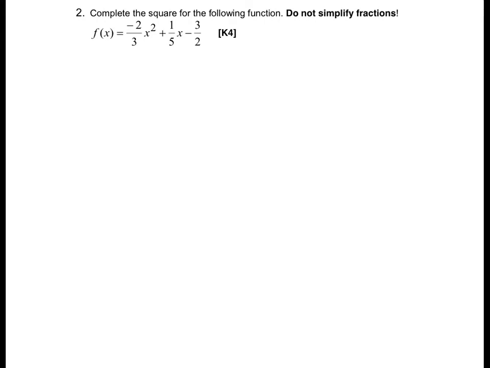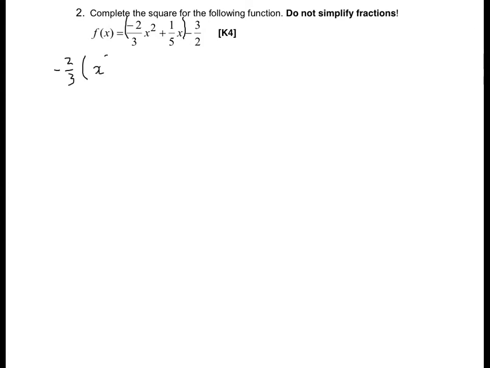In the next example, we are supposed to use completing the square to find the vertex form of this quadratic. As usual, we are going to put brackets for the first two terms, which include the x variable. Then we are going to make sure the leading coefficient is 1, so we are going to factor out negative 2 over 3.